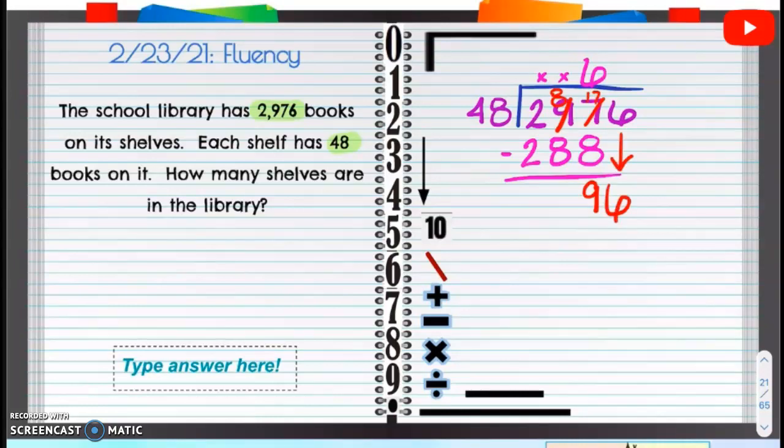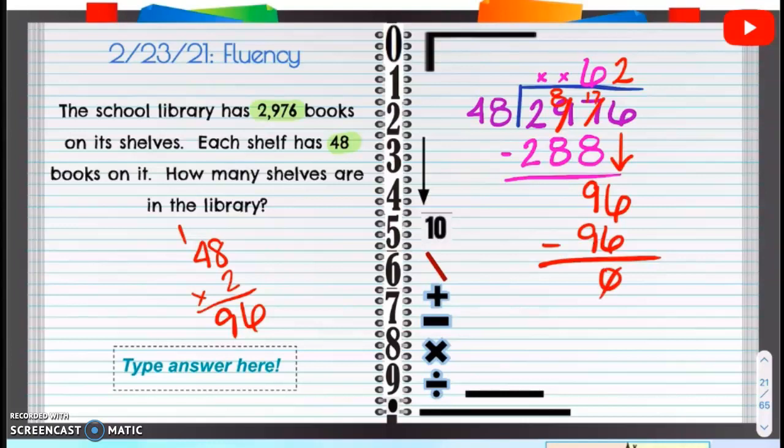Let's take a look. Well, let's try times 2 maybe. 48 times 2. 8 times 2 is 16. 2 times 4 is 8, plus 1 is 9. Look at that! 48 times 2 is going to be 96. Oop, not times. Minus. And we have no remainders and nothing left to bring down.